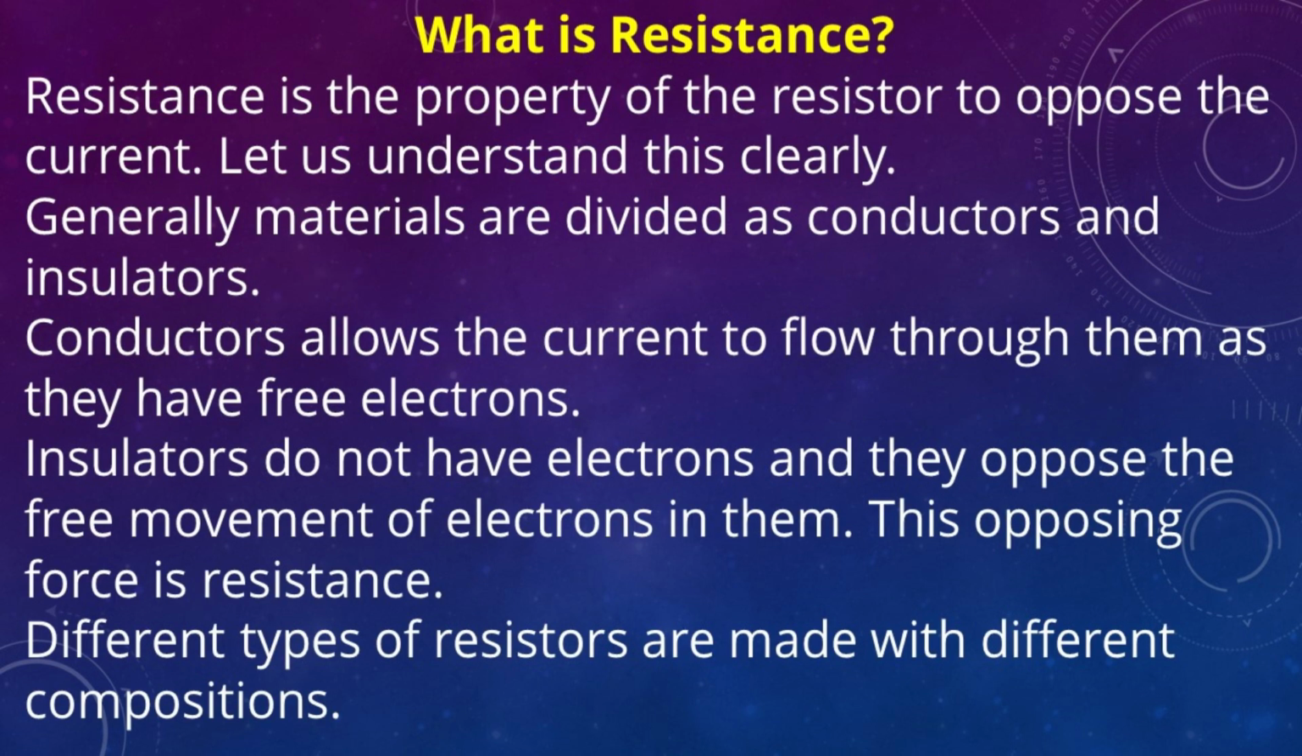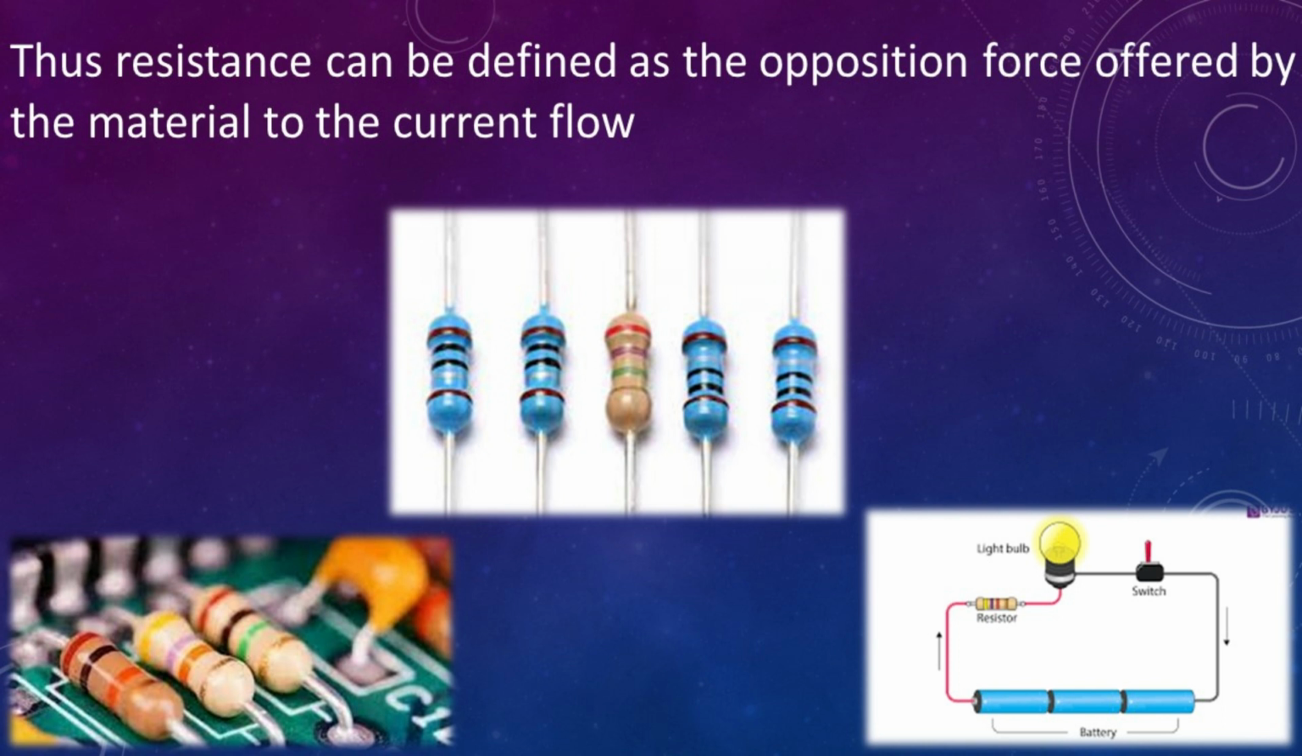What is resistance? Resistance is the property of the resistor to oppose the current. Let us understand this clearly. Generally, materials are divided as conductors and insulators. Conductors allow the current to flow through them as they have free electrons. Insulators do not have free electrons and they oppose the free movement of electrons in them. This opposing force is resistance. Different types of resistors are made with different compositions, thus resistance can be defined as the opposition force offered by the material to the current flow.